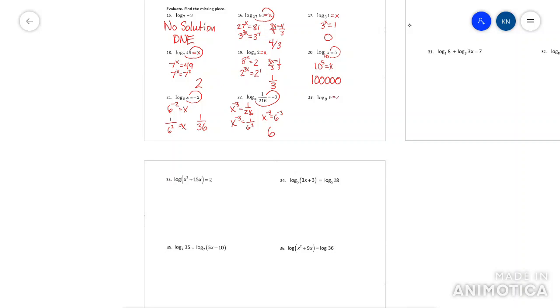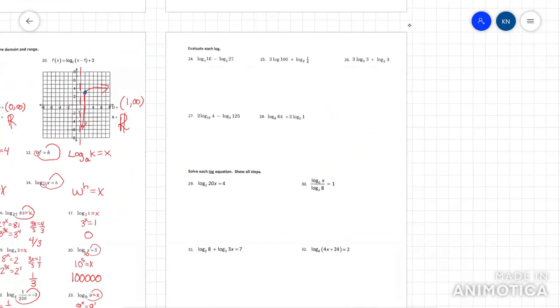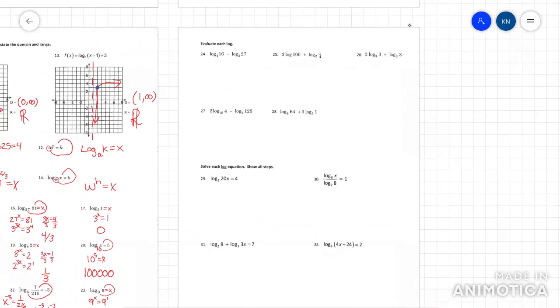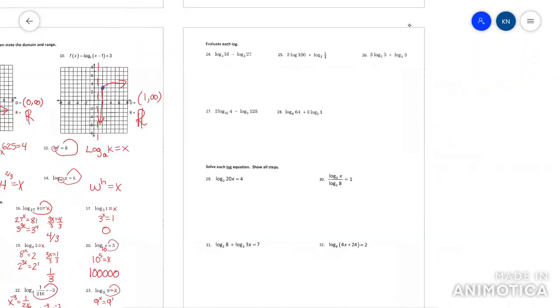And then this last one is like 9 to the x equals 9. Well, that 9 has a 1 on it, so you just set the exponential part equal to each other. This one's 1. All right, now we actually start solving, or no, we're still evaluating, okay. These you just have to do them kind of piece by piece.